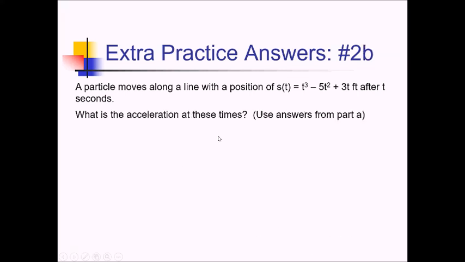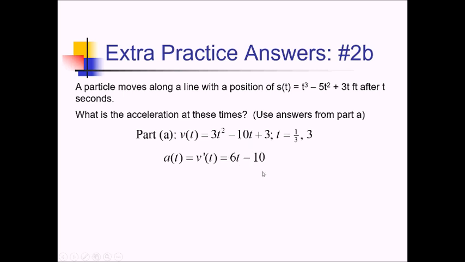For the second part of this problem, we want to know the acceleration at the times that we got for answers in part A, basically the places where we were changing direction. So recall from part A, this was our velocity formula, and these are the two times, 1/3 and 3 seconds, where our particle changed directions. So to figure out the acceleration there, we need the acceleration formula in general. A of t is going to be v prime of t, which is going to be 6t minus 10.